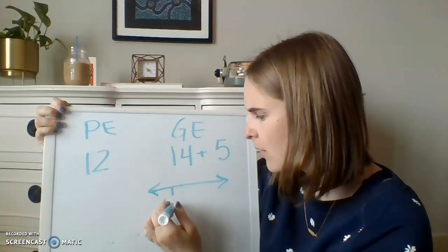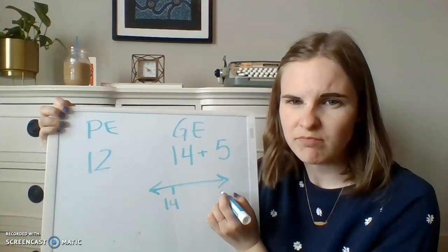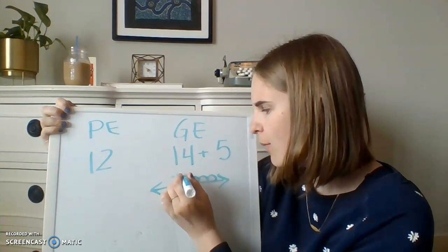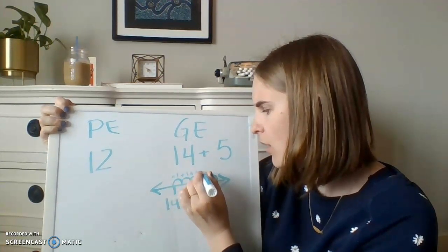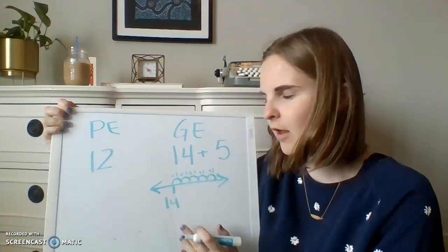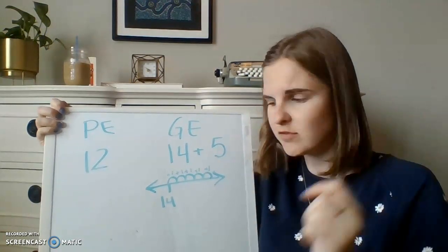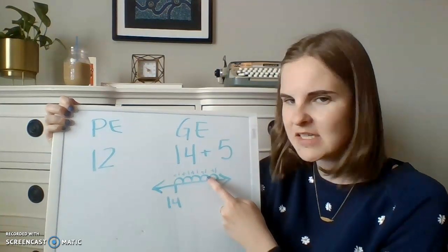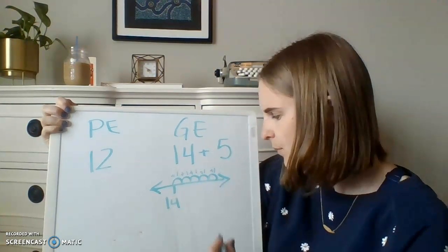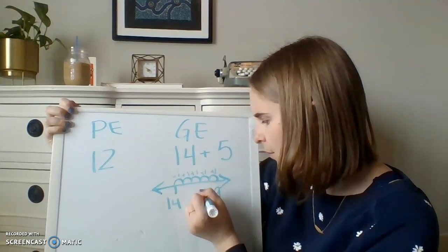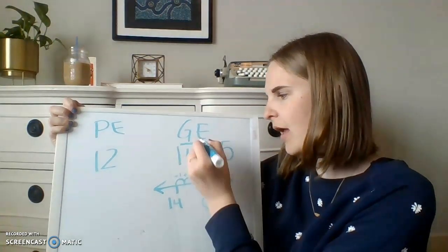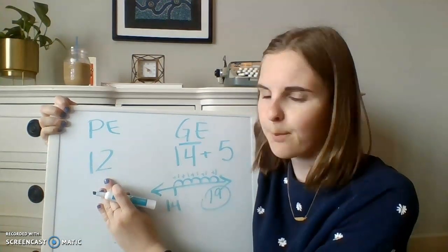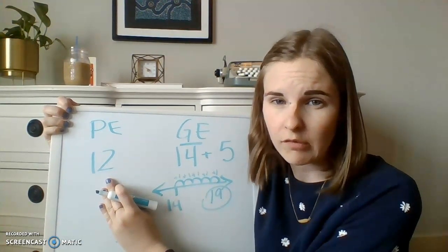14. And how many one jumps should I do? 5 one jumps. 1, 2, 3, 4, 5. Label that. Plus 1, plus 1, plus 1, plus 1, plus 1. Okay, here we go. 14 plus 5 jumps. 14, 15, 16, 17, 18, 19. Okay. So green egg has 19 polka dots on him. Purple egg only has 12.